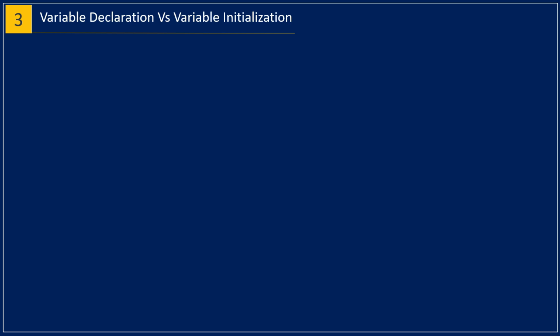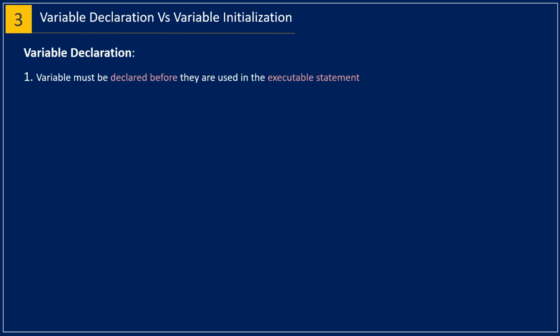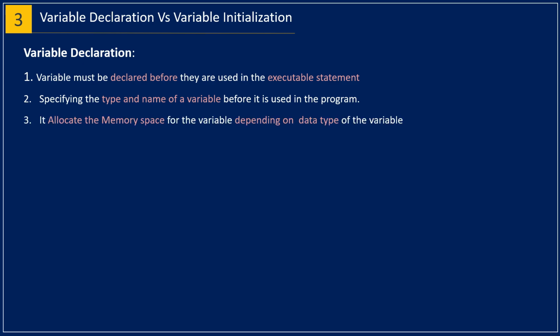Variable declaration versus variable initialization. So what is a variable declaration? We need to declare a variable before using it in our program. At the time of declaration, we need to specify the data type and the name of the variable. The type means data type, whether it's integer, float or string. Once we declare the variable, memory space gets allocated to it, where we can store values for future use.